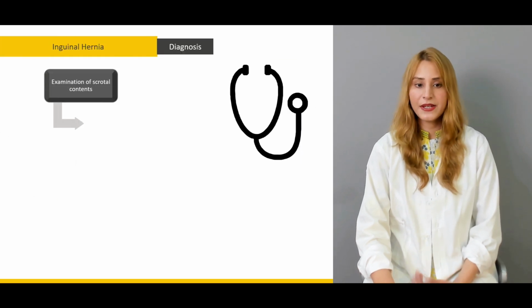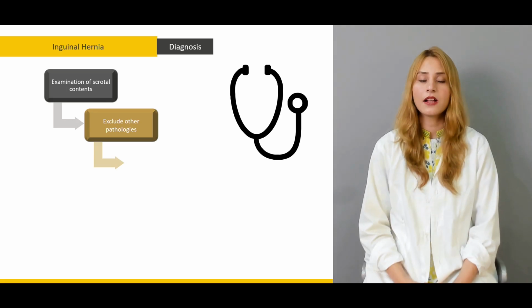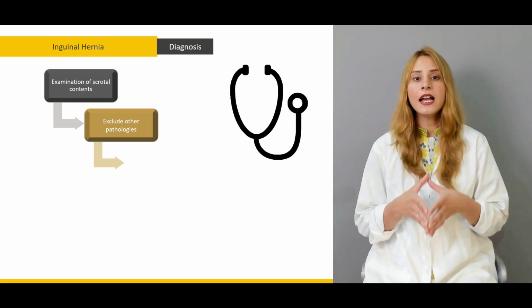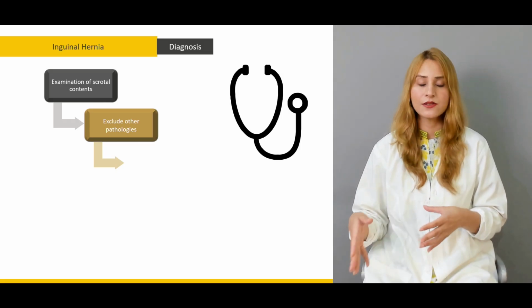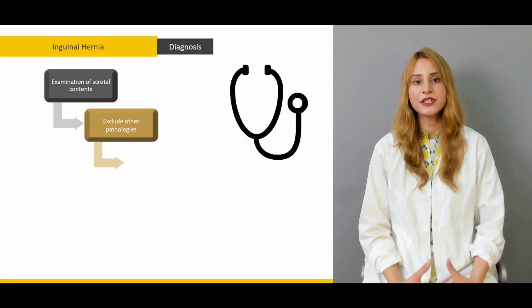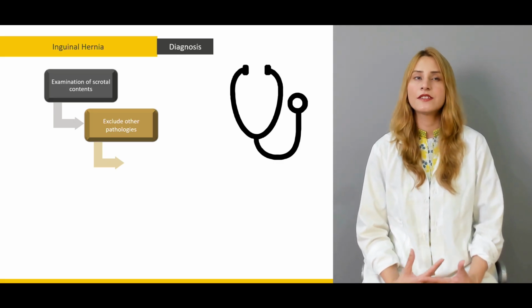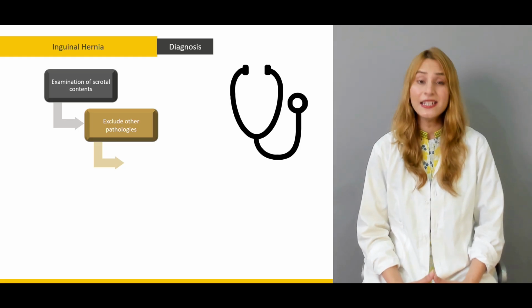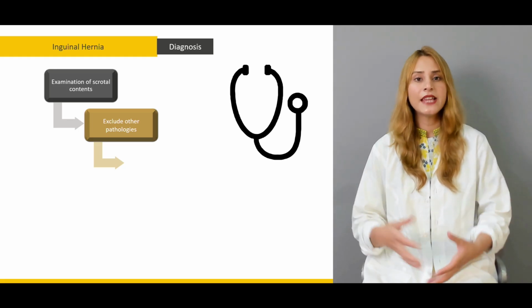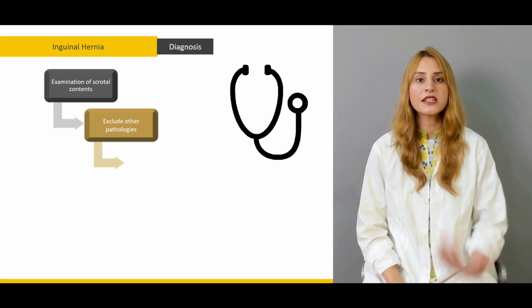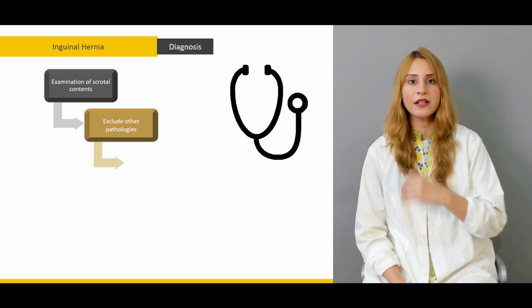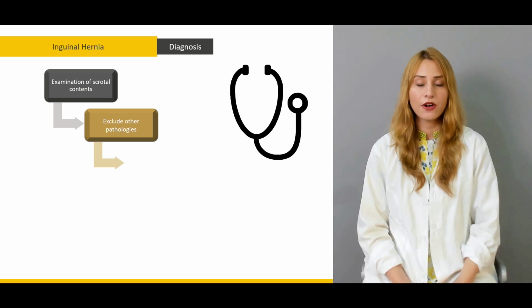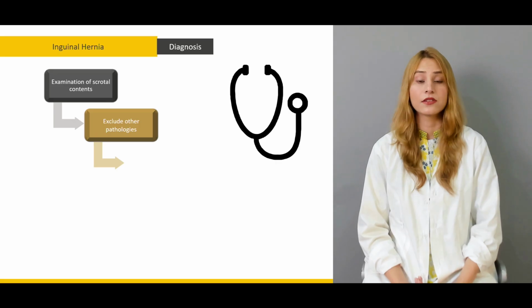Now, examination of the scrotal contents. I already told you, you have to exclude the other pathologies as well, because you have to appreciate if the swelling is coming from the groin region or the swelling is going down into the scrotum region, because most of the time the direct hernias don't come into the scrotum, but the indirect hernias, which are coming from the deep inguinal ring to the superficial inguinal ring, actually go down to the scrotum as well. So you have to examine the scrotal contents as well.